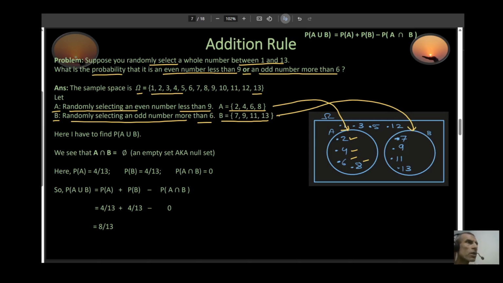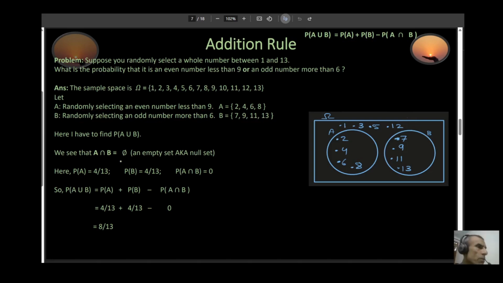Okay, so to do these types of questions, you have to find your probability of A union B. So this is the formula that I'll be using. Let me just remove everything. So let's focus on A intersection B first. My A intersection B is a null set. Another name for that is an empty set. There's nothing common between A and B. You can verify that from your Venn diagram, and also by looking at this. There's no common element between A and B.